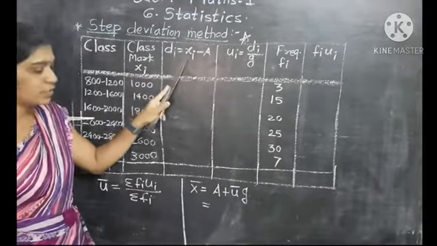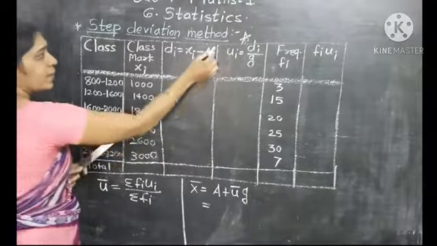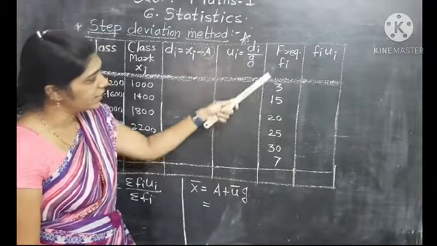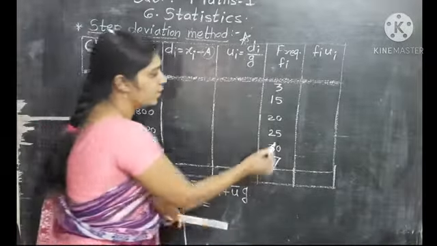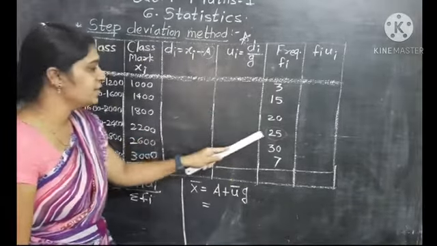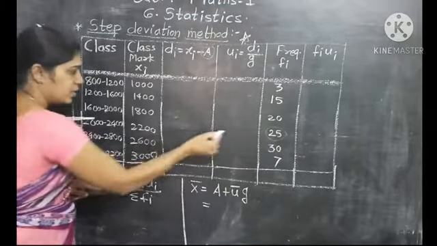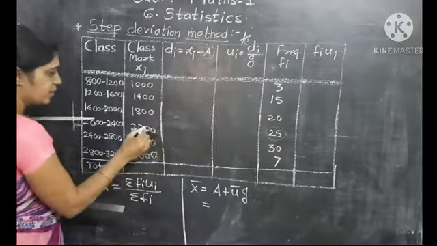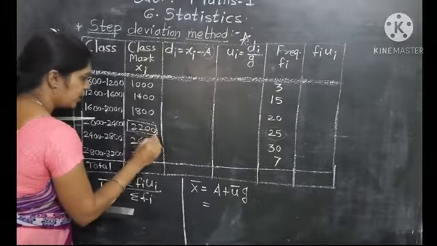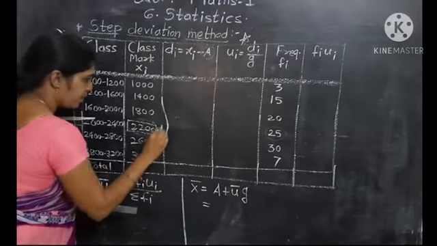Then di is equal to xi minus a. Here we have to find a, the assumed mean. See, what is the greatest frequency here? The greatest frequency is 25. Therefore take a, the assumed mean, as the class mark of that class. We take this as a.